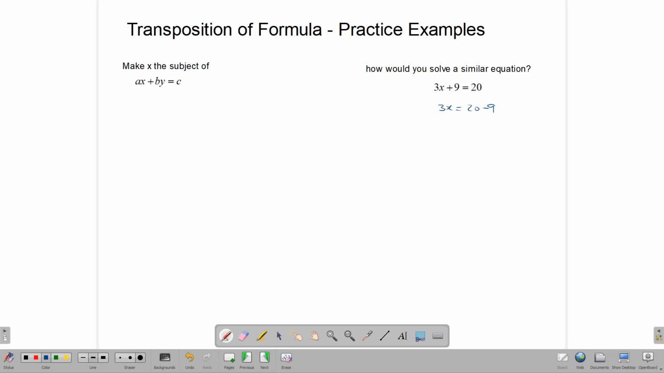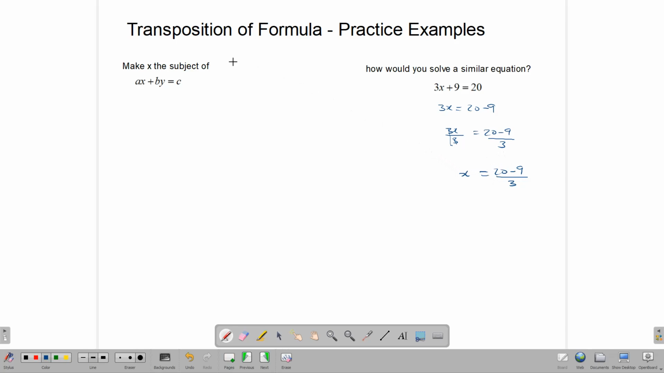The next step we would do is that since the question now says 3x is equal to 20 minus 9, we want to find out how much 1x is. And to do that, we would divide both sides by 3. So 3x over 3 would be equal to 20 take away 9 over 3. And so, having divided out the 3, we end up with x is equal to 20 minus 9 over 3. Here, we can say x is the subject of the solution.